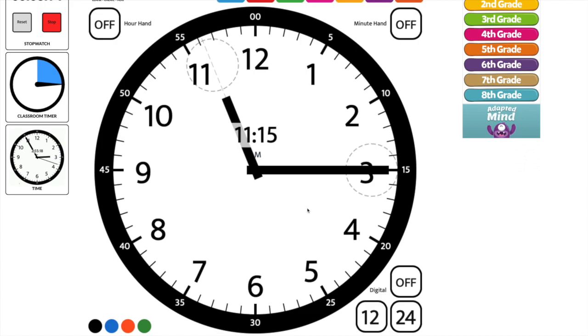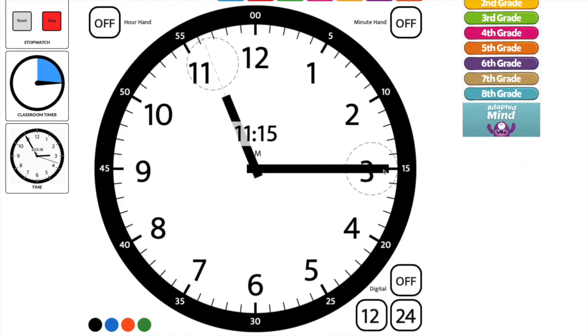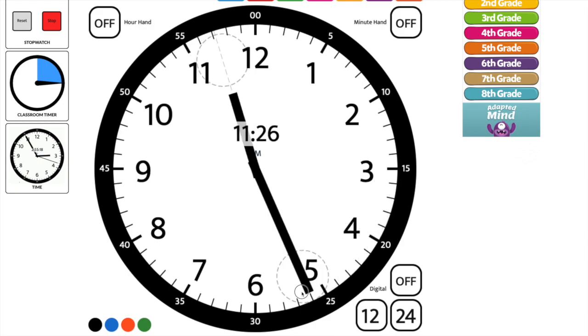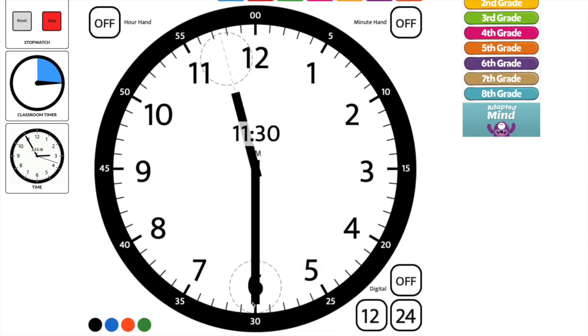So to make 11:30, our big hand will have to point to 6. Watch the minutes move on the digital clock while I move the hand. And now I'm at 11:30. And look at the digital clock. It says 11:30 because 30 minutes have passed 11 o'clock.